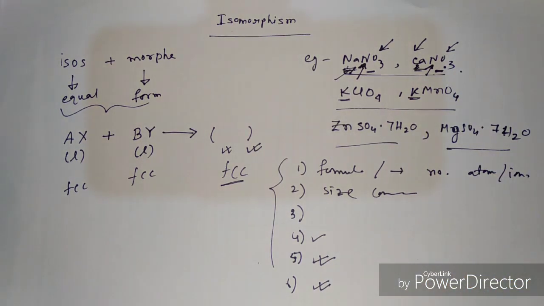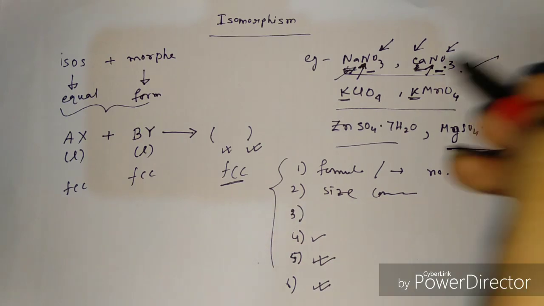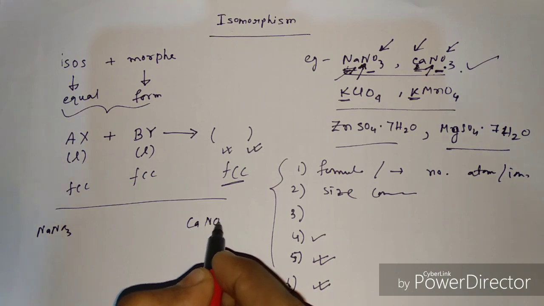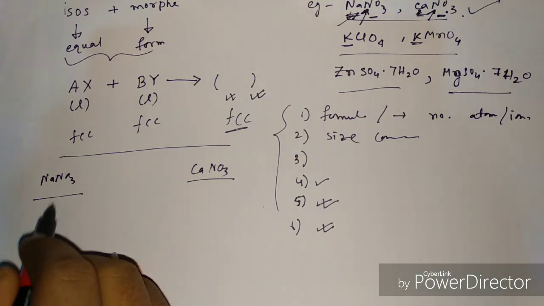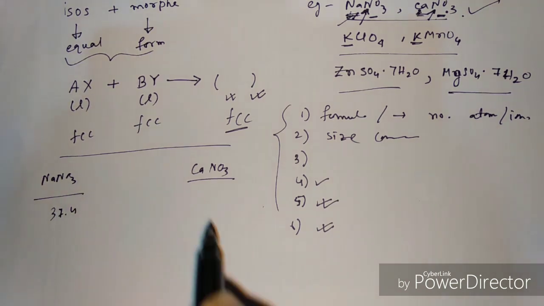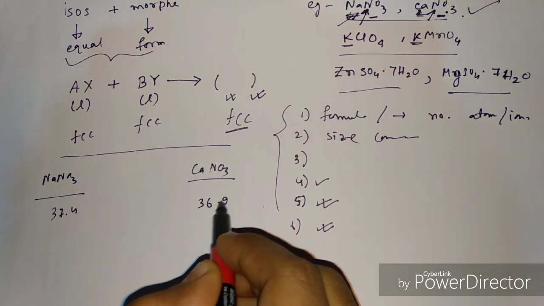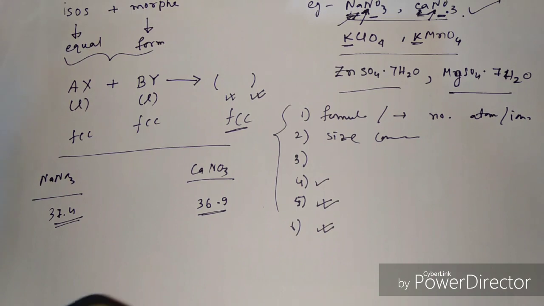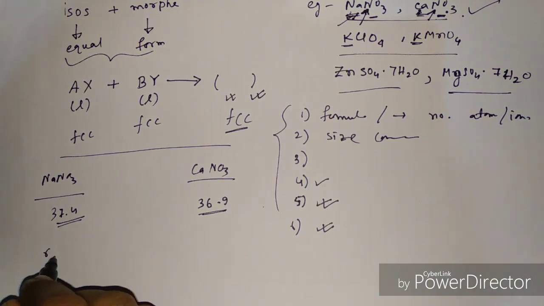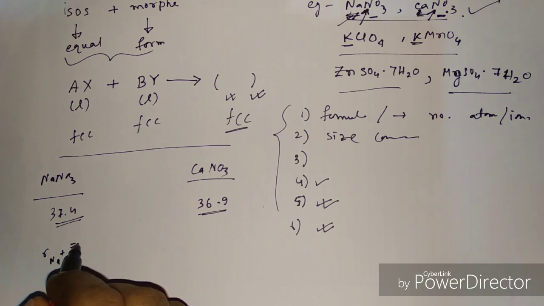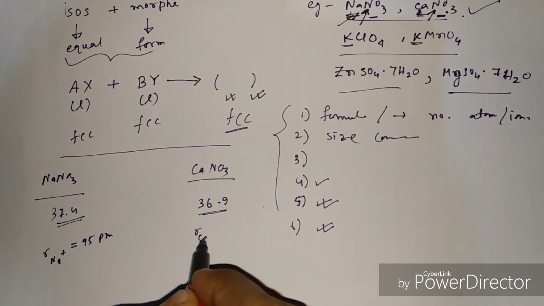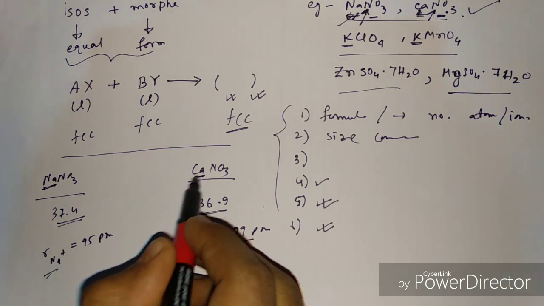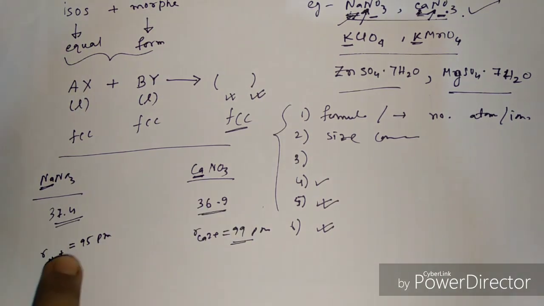Okay, so let us consider the first case, that is NaNO3 and CaNO3. The molar volume of NaNO3 is 37.4 and for CaNO3 it is 36.9. So both are nearly 37. So their molar volumes are comparable. Okay. So next, coming to the radius of Na plus, which is equal to 95 pm, and the radius of Ca2 plus, which is equal to 99 pm. Here also the cations, here Na plus, here Ca2 plus, both have a similar kind of radius.